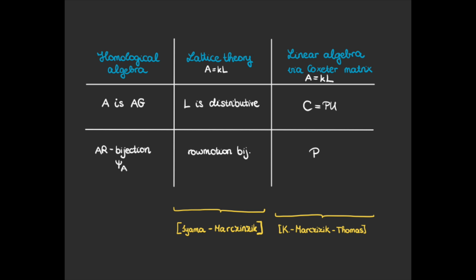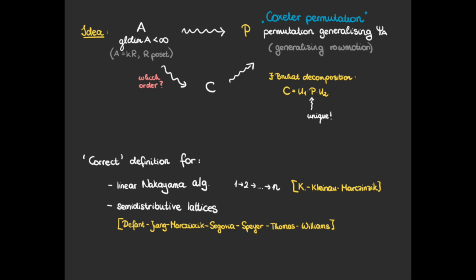Okay, so this last result with the Coxeter matrices gives us then the idea to generalize this notion psi. So the idea is to take any algebra A with finite global dimension and associate a permutation to it, which would then generalize this map psi, or from a lattice theoretic point of view, we can think of it as generalizing the row motion map. So the idea is to go via the Coxeter matrix. However, not every Coxeter matrix has a PU decomposition. What we can do instead is we can take a Bruhat decomposition, which exists for every invertible matrix.